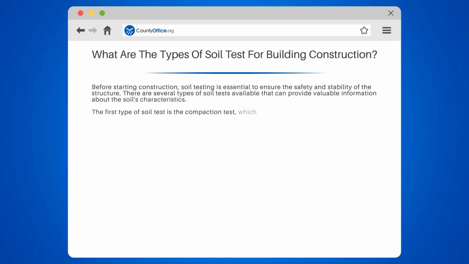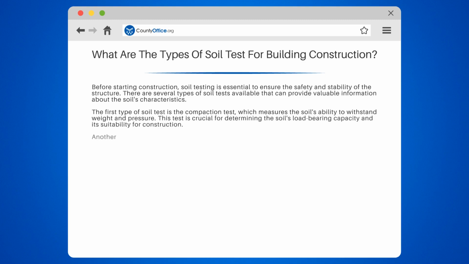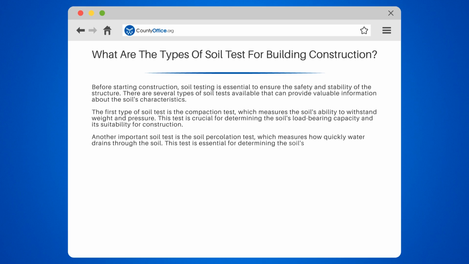The first type of soil test is the compaction test, which measures the soil's ability to withstand weight and pressure. This test is crucial for determining the soil's load-bearing capacity and its suitability for construction. Another important soil test is the soil percolation test, which measures how quickly water drains through the soil. This test is essential for determining the soil's ability to absorb water and prevent erosion.